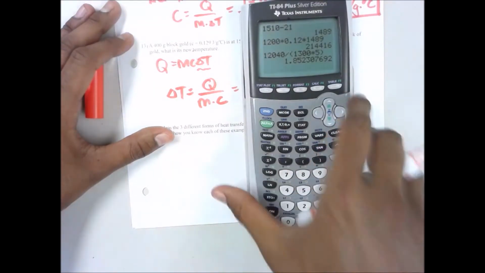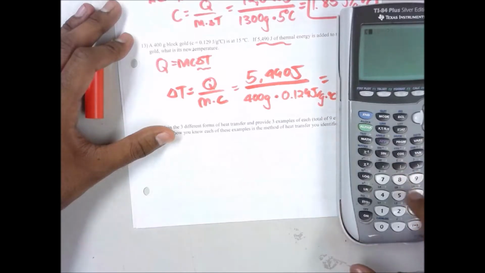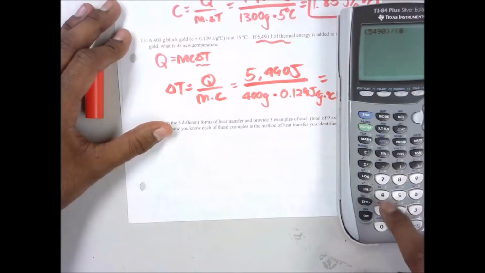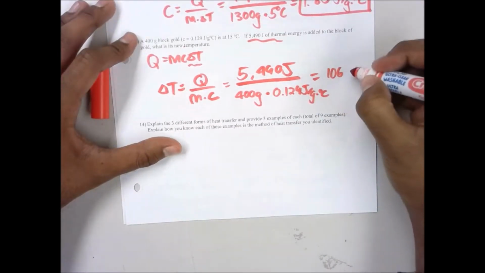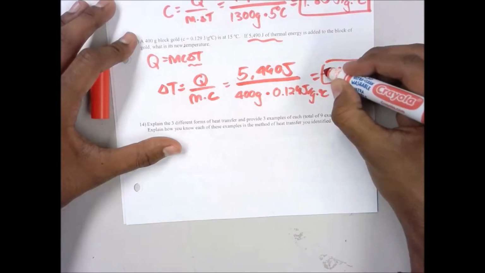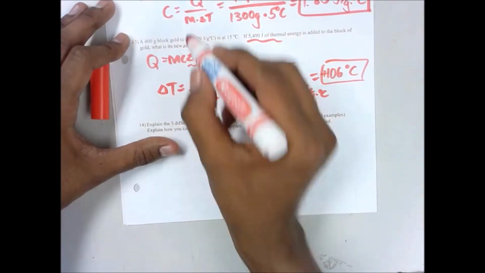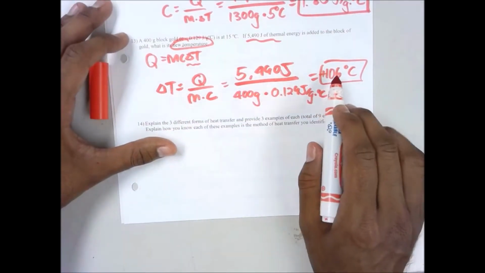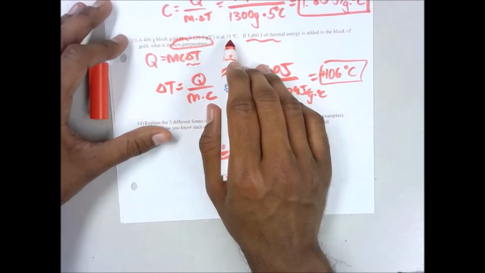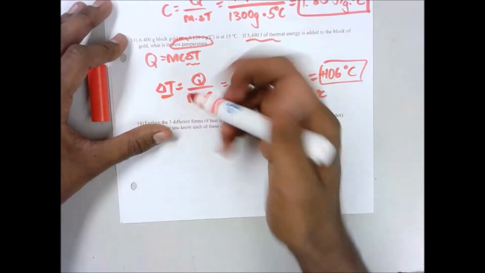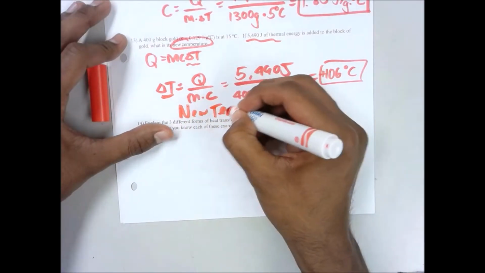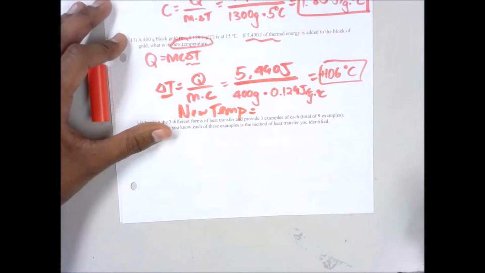Now, when we multiply all this out, 5490 divided by 400 times 0.129, that gives us 106 degrees Celsius. Now, here's the thing. This is the change in temperature. This is asking us for the new temperature. We know that it started at 15 degrees Celsius, and the change in temperature is 106 degrees Celsius. So the final temperature is actually going to be 15 plus 106.